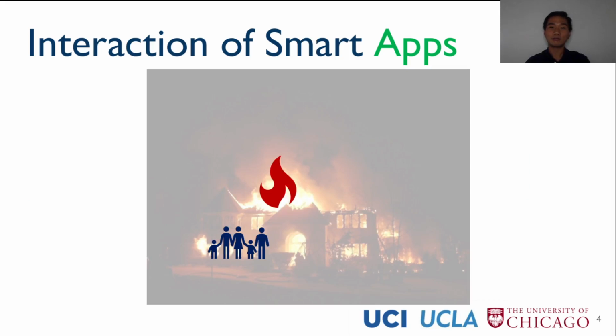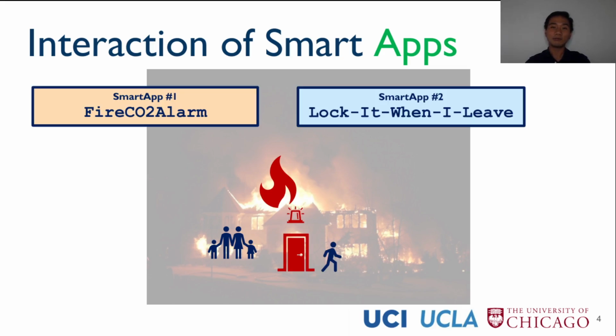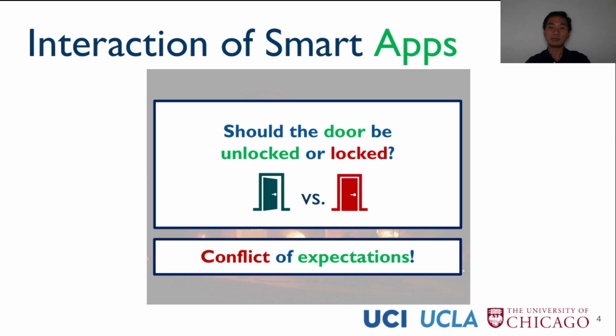Upon detecting that there's a fire, the fire CO2 alarm app would unlock the front door, and let's suppose that one person was leaving the house. At that moment, the lock it when I leave app would lock the front door again while the other 4 people were still inside the burning home. So, should the door be locked or unlocked? Since we have multiple apps with different expectations, we have a conflict.